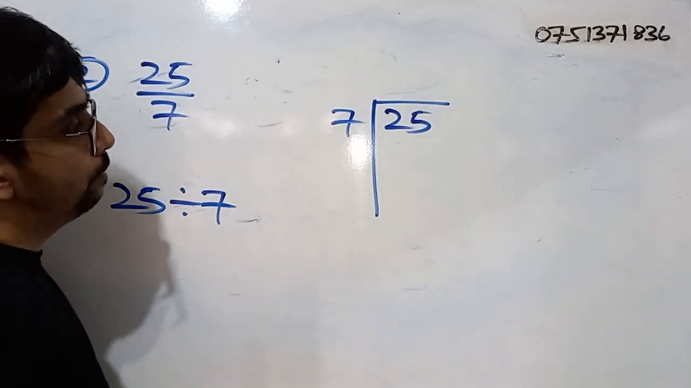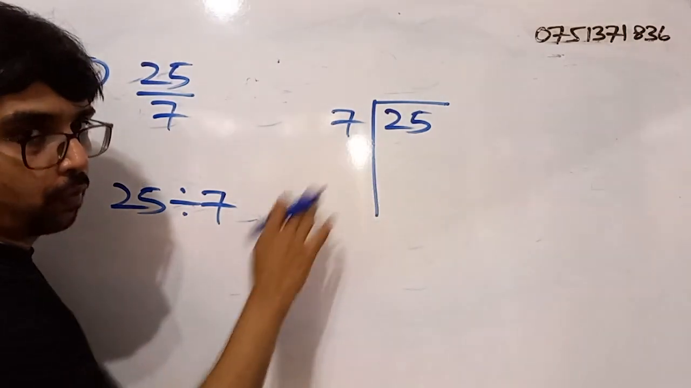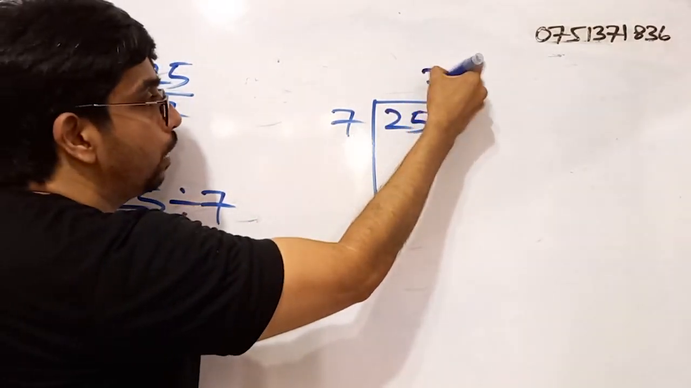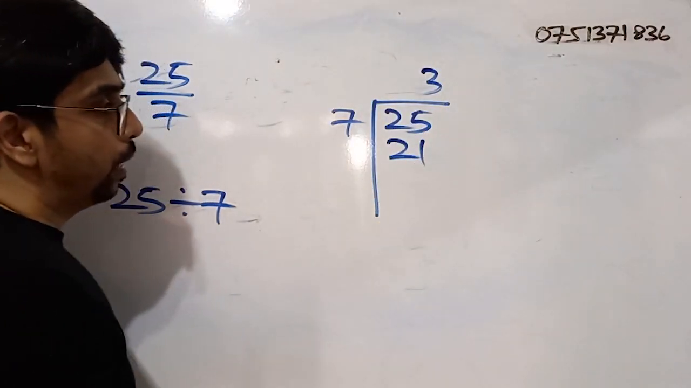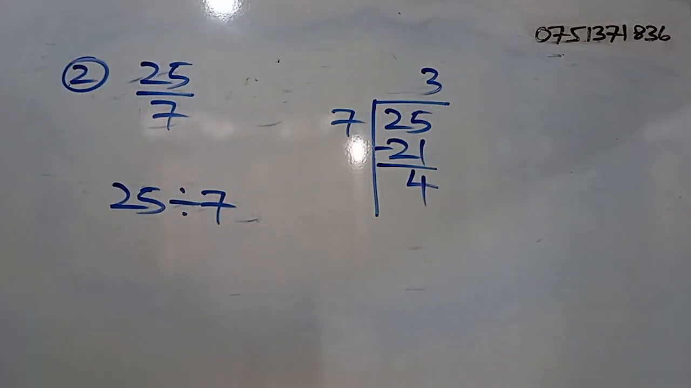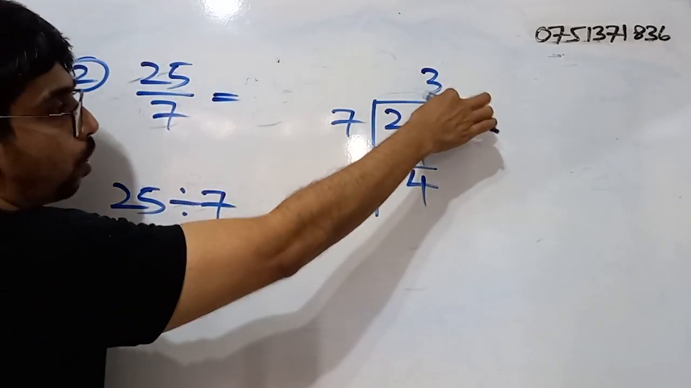Right. So we will divide 25 by 7. How many 7s are there for 25? We can go up to 3. 7 into 3, what is that? 21. 25 minus 21, what do we get? 4. Right? So this is the quotient.